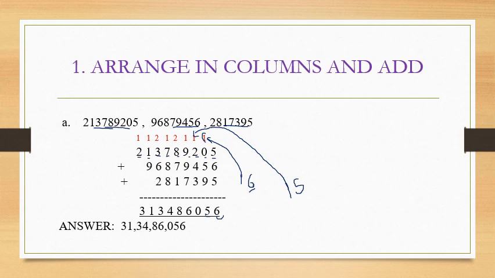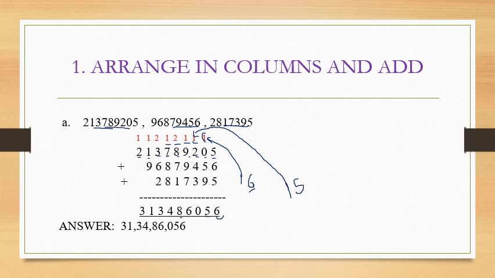The same process: 2 plus 4, 6, 6 plus 3, 9, 9 plus 1, 10. Now 10, 0 you will write here and again 1 you will carry forward to the next place. 9 plus 9, 18, 18 plus 7, 25, and 25 plus 1, 26. So 6 here and 2 you will carry forward to the next place. Again you will add 8 plus 7 plus 1, 16, 16 plus 2, 18. 8 here and again you will carry forward 1.